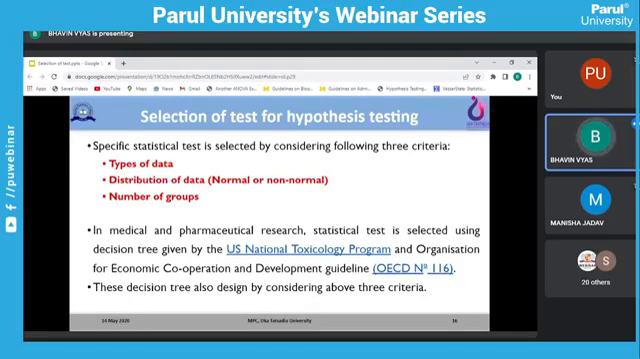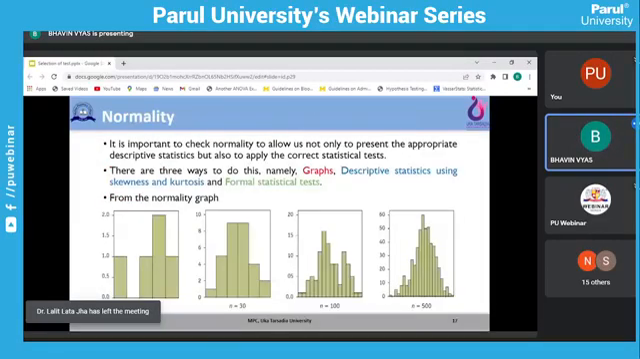So from the distribution of data, it leads to 2 points: either I need to select a parametric test or a non-parametric test. And the number of groups, what do I have? I have your independent variable at 1 level, 2 levels, 3 levels, 4 levels. That will give you the number of groups. So this says something about your independent variable.